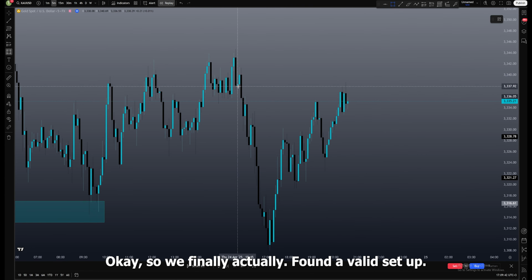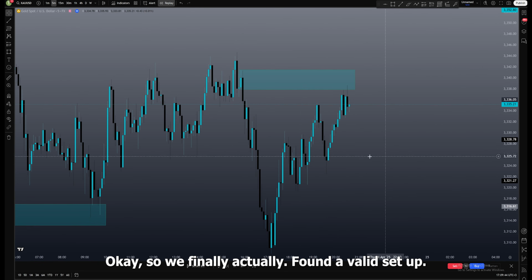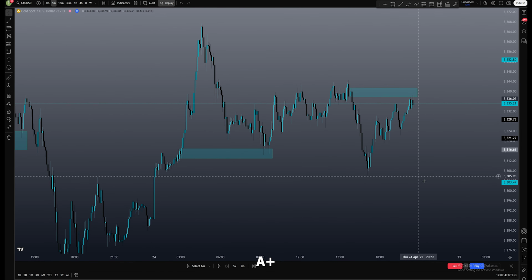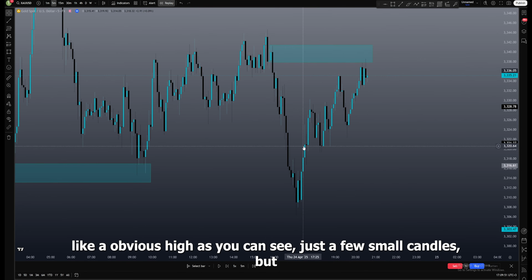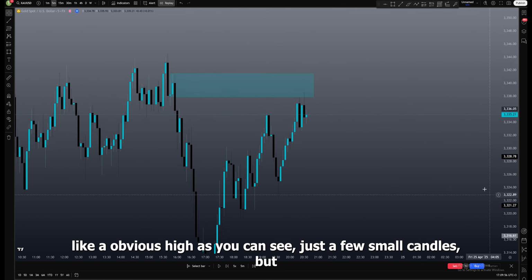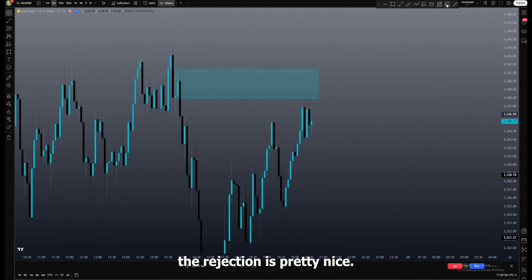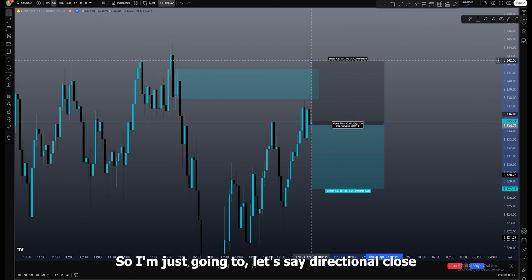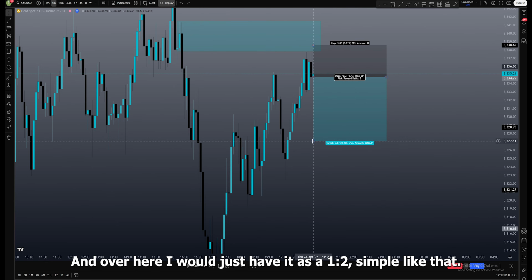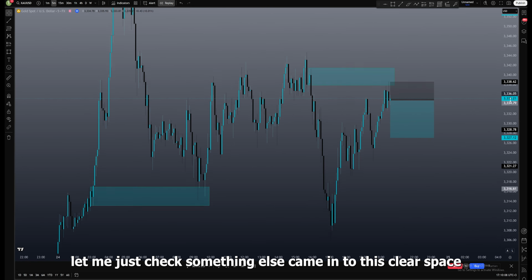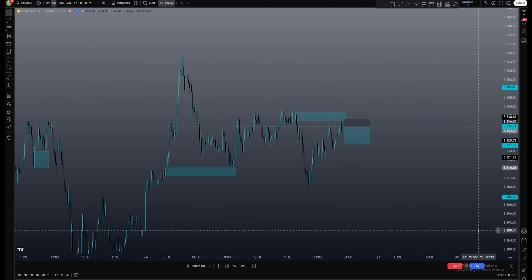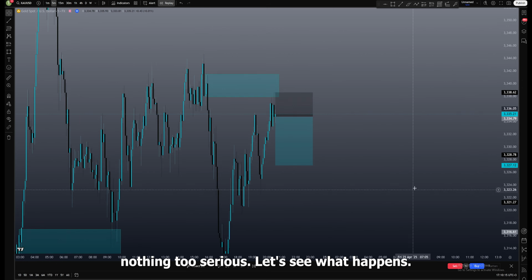Okay, so we finally found a valid setup. I have to say, definitely not A+, just because liquidity is not an obvious high. As you can see, it's just a few small candles, but the rejection is pretty nice. So I'm just going to, let's say, directional close, stop loss at the wick that tapped, and over here I'll just have it as a 1 to 2, simple like that. Let me just check something else. Came into this clear space, nothing too serious. Let's just see what happens.